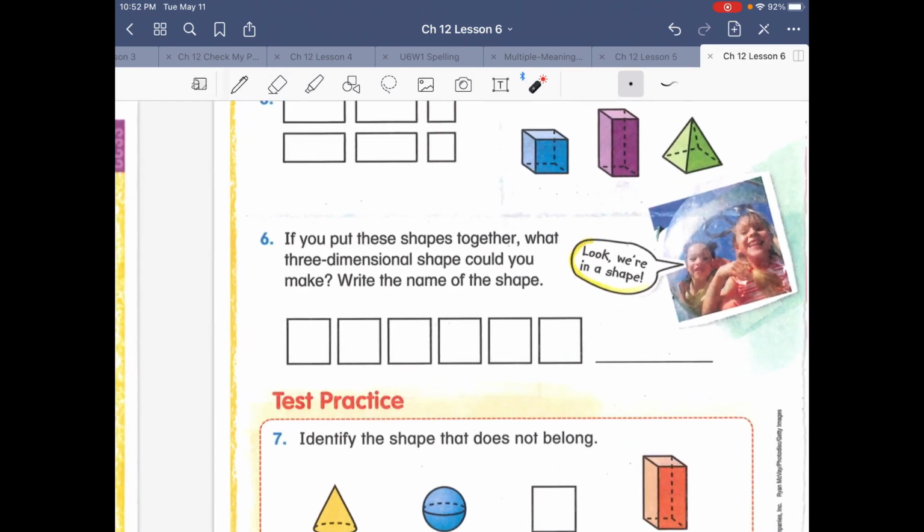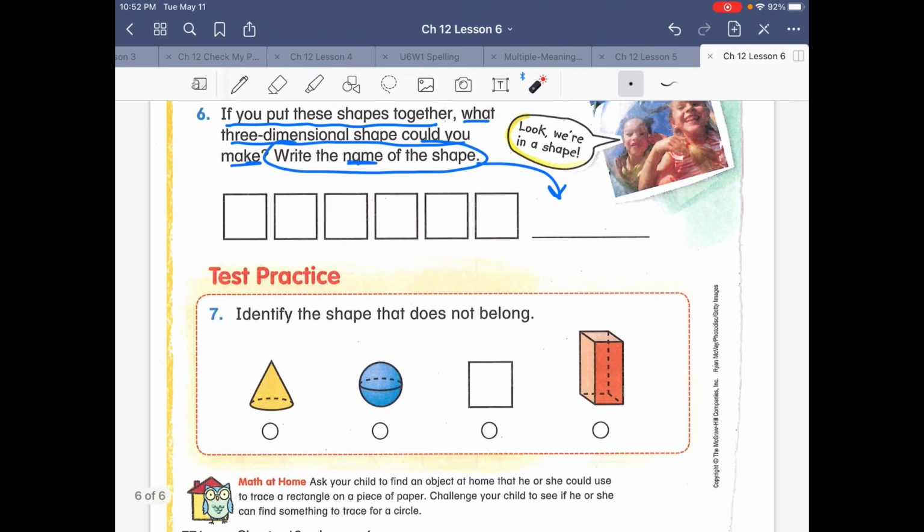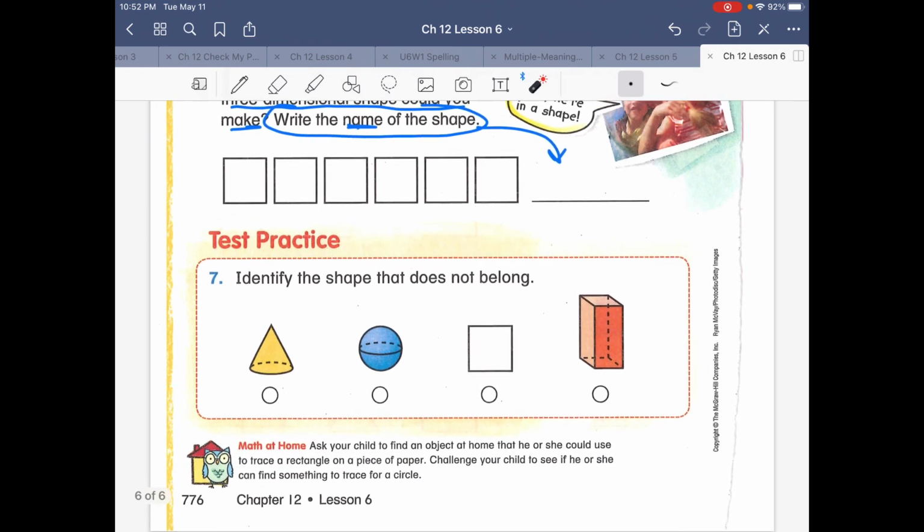And then for number 6, listen carefully. If you put these shapes together, what 3-dimensional shape could you make? Write the name of the shape right there. So you have 1, 2, 3, 4, 5, 6 squares. Put those together. What solid shape or 3D figure does that make? And then on the bottom, identify the shape that does not belong. Look at those carefully. Which one does not belong?